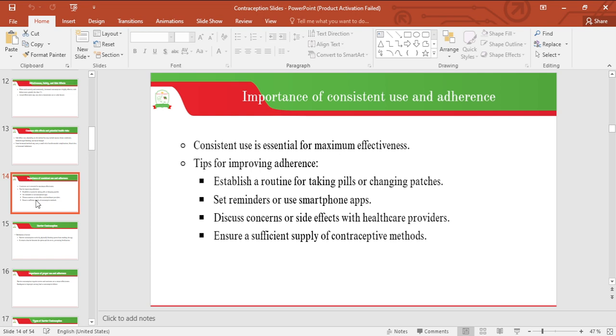A second tip can include setting reminders or use of smartphone apps, meaning that you set a reminder in your smartphone that will remind you the exact time of the day for taking the pill.